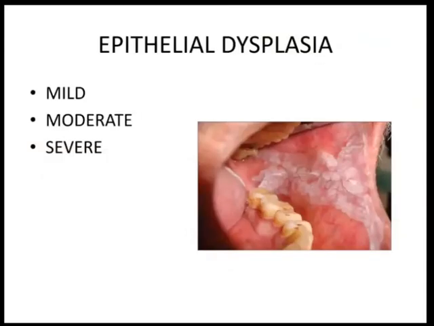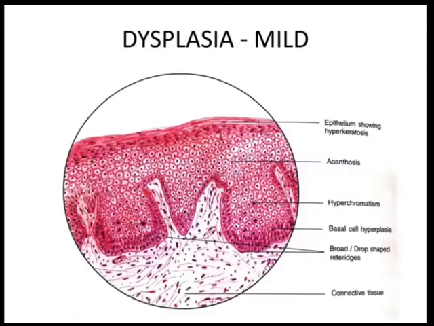Next is the epithelial dysplasia. This is a histological term. Clinically it is called leukoplakia, wherein you can see in a clinical pic a white plaque-like area. This is classified histologically into three types: mild, moderate and severe.